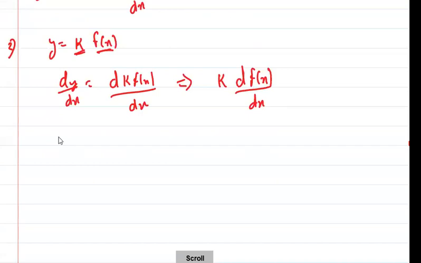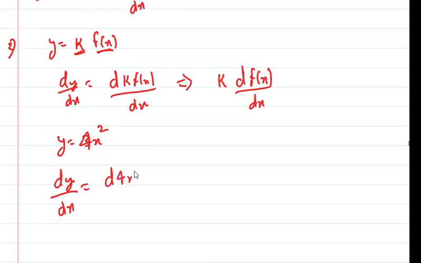Suppose मेरे पास क्या है? y is equal to 4x square मान लो, और मैं निकाल रहा हूँ dy by dx, है ना? So it will be d 4x square by dx, right? Now since 4 is a constant, we'll take 4 outside and the differentiation of x square will be there. Yes or no? Right? And we know what is the differentiation of x square.